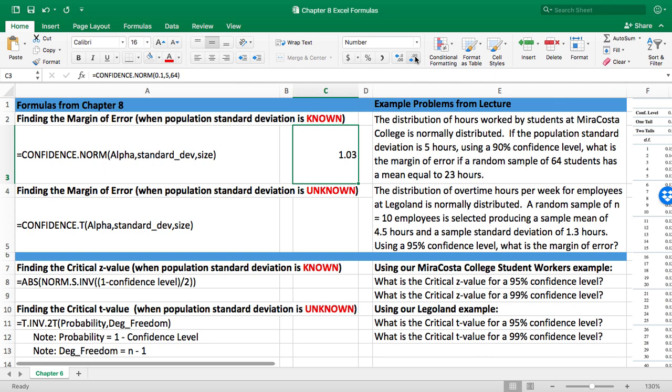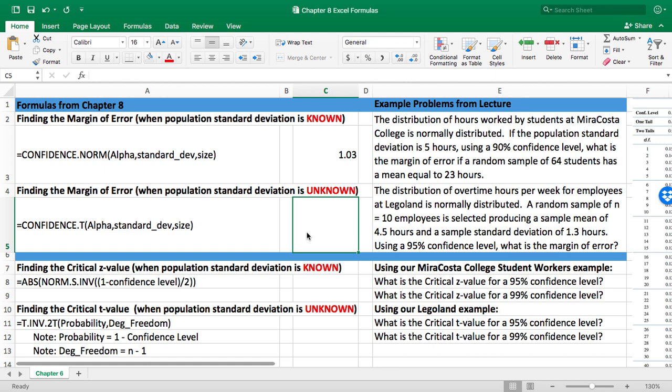as we did doing it by hand or with our calculator from the lecture. So the margin of error is 1.03. So our confidence interval estimate is 23 hours plus or minus a margin of error of 1.03. Now, what happens if we don't know the population standard deviation?